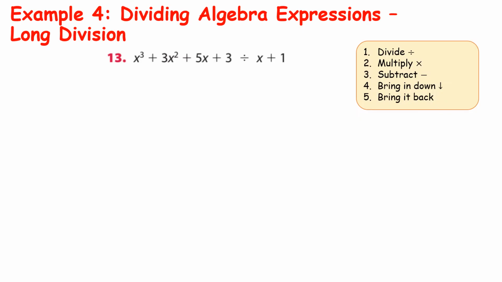So I'm continuing on with our examples from yesterday. So today I'm going to look at example 4. Now, what we're being asked today is to divide x cubed plus 3x squared plus 5x plus 3, and we're dividing that by x plus 1. What we have here on the left is actually a cubic. It's a cubic because we have an x to the power of 3.